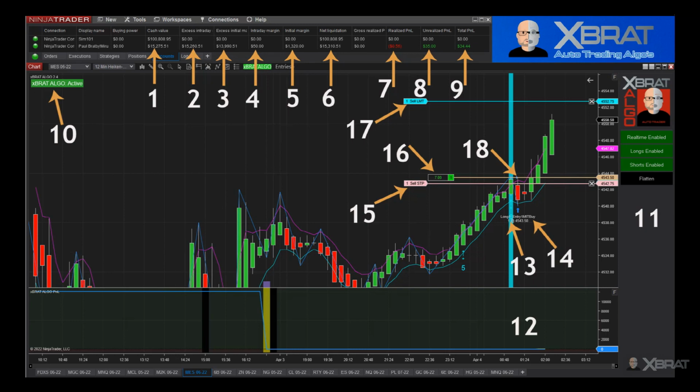So we are on number 13. So this is the signal candle. With the vertical blue shading line there, you can see just underneath there, you can see it's a 6-star xBratAlgo signal. So that's the signal candle.